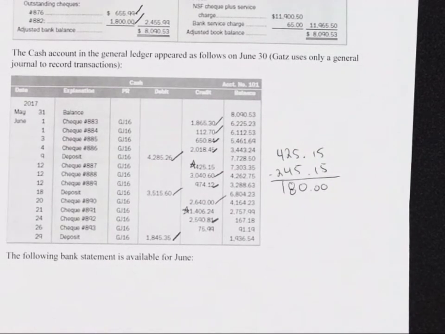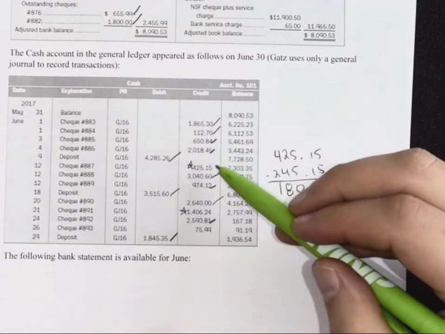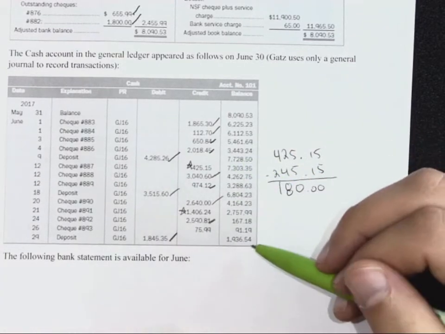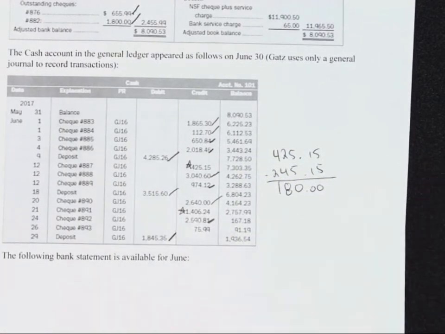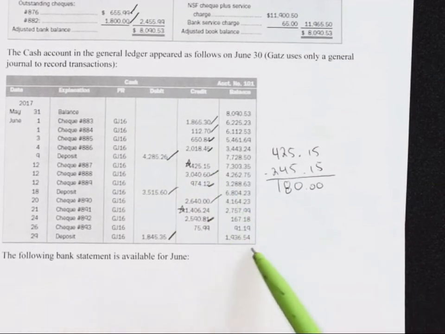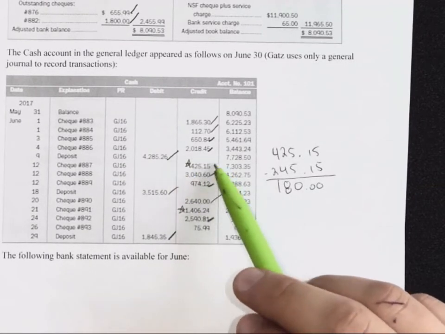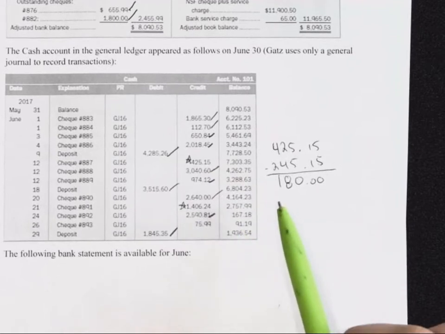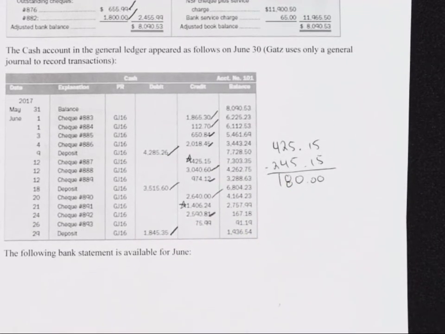All right. So if this was actually 245.15, this would be $180 more because we wouldn't have credited so much. Does that make sense? A little bit. So again, our balance is understated because we credited too much. We decreased the balance too much. So we need to add back $180. We need to debit $180.